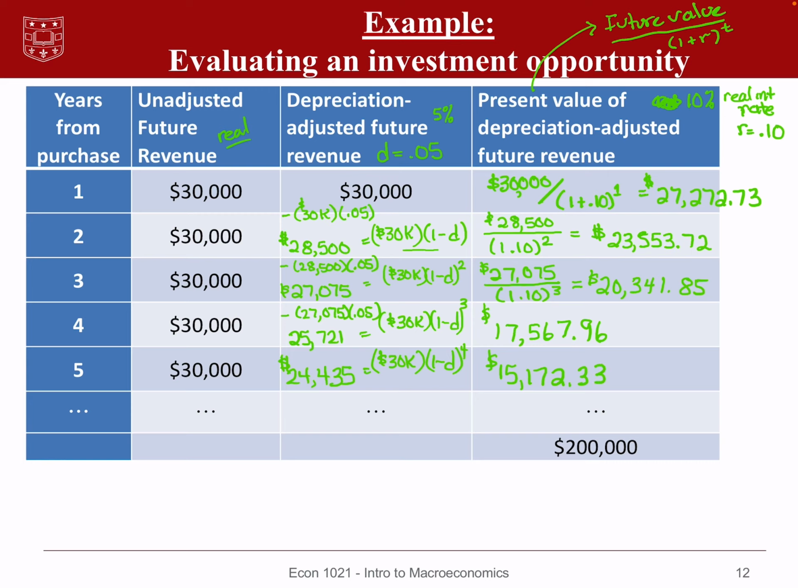$15,172.33. And this could go on and on and on. So these ellipses here are "and so on," and etc. And so you could carry this out farther if you wanted to. What I am asserting for you is that the present value of buying this piano will tally to $200,000.